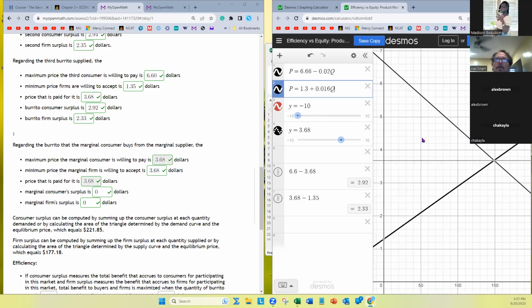Marginal. Well, the marginal consumer's here, right? There's only one marginal consumer. Consumer surplus, right? Because that first consumer is willing to pay the highest price, but only has to pay the market price. The second consumer is willing to pay the second highest price, but only has to pay the market price, et cetera, right?